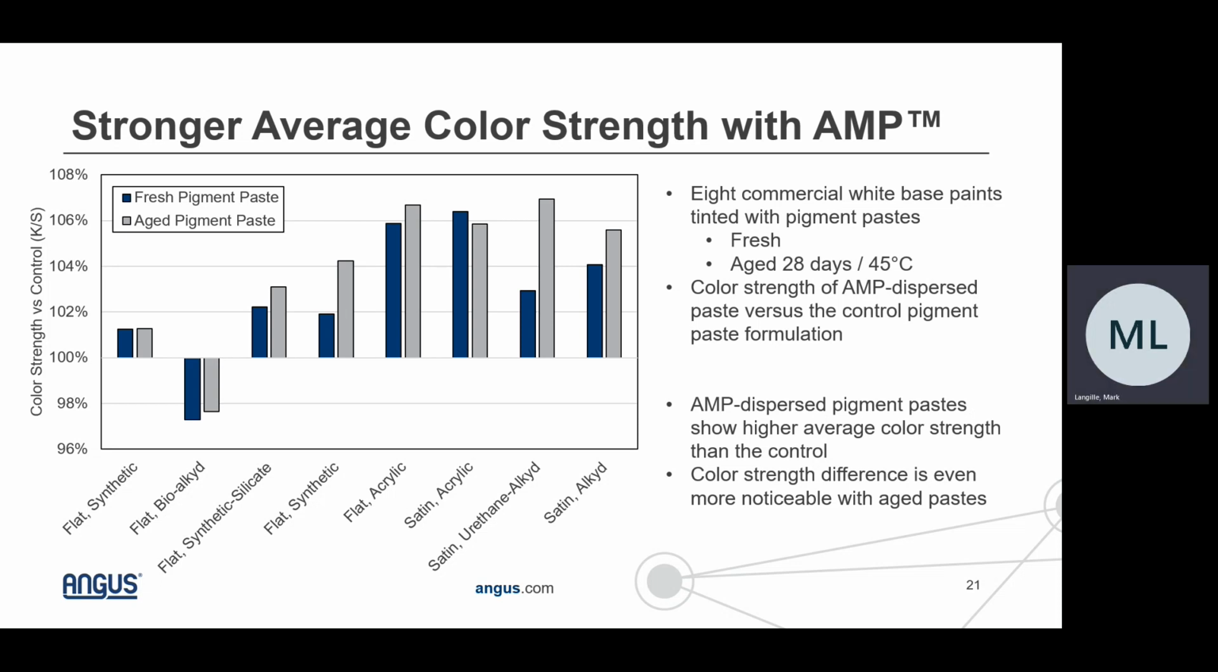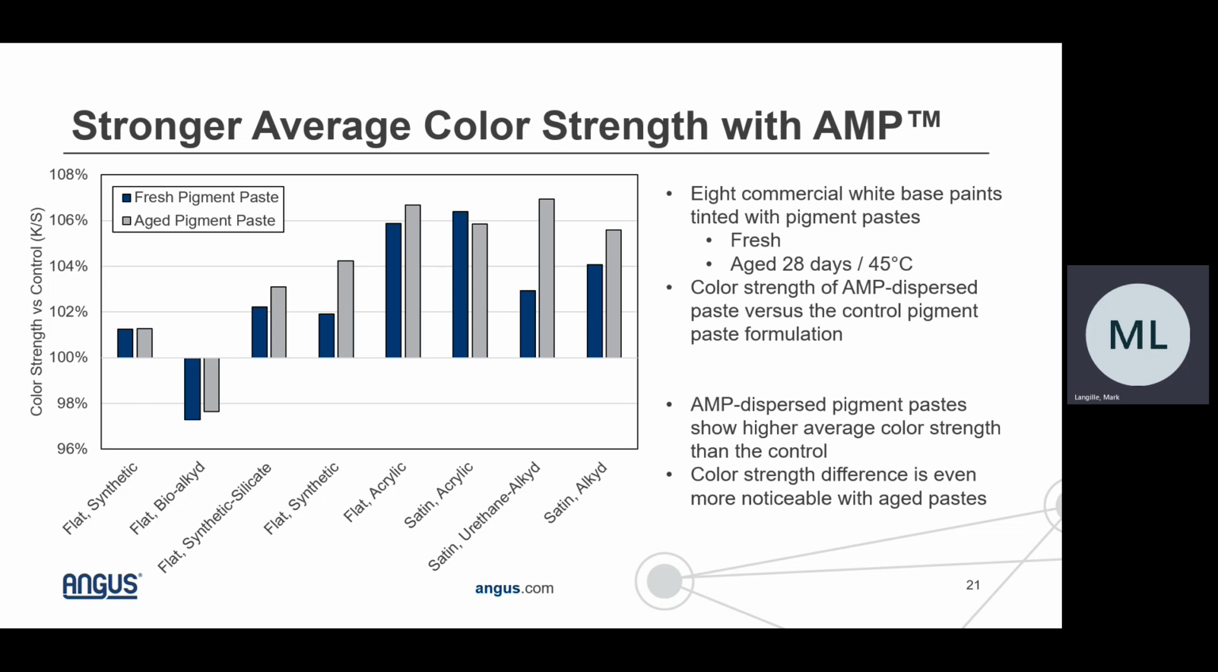We found that the color strength was the worst in a bio-based alkyd paint, but in the other paints, which ranged from synthetic silicate blends to acrylics to urethane alkyd blends, we were getting between a 2 to 6% improvement in color strength. And this improvement becomes even more clear in aged pigment paste.